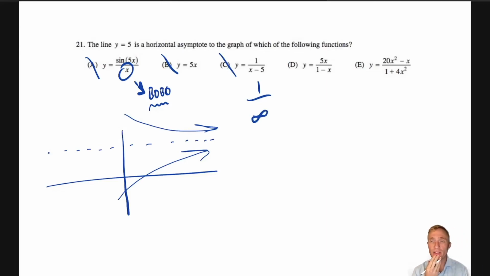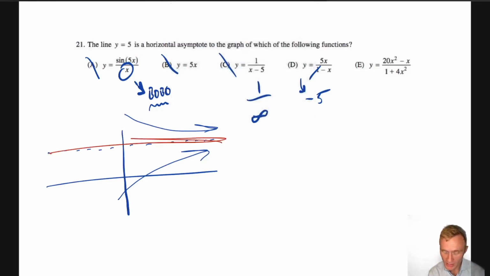Let's see this last one. D. Now, D is interesting. 5x over 1 minus x. So all that's going to matter here is that we're doing 5x over negative x. What we're going to have here is the x's will cancel. We'll have 5 over negative 1. This function will head towards negative 5, not positive 5, which leaves us with final as x heads towards infinity.